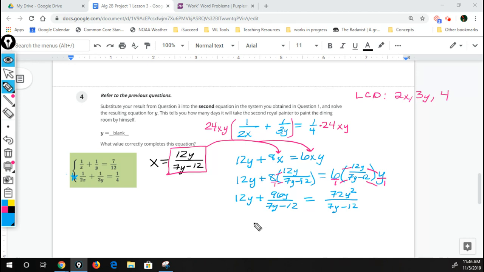Okay, simplifying, we can see some fractions here. And I have two fractions with the same denominator. So maybe you want to think about multiplying by the LCD again, which would be 7y minus 12. And again, just by multiplying by the LCD is going to be getting rid of your fractions. So if I take this piece and I multiply it by 7y minus 12, what I do to one side, I do to the other.